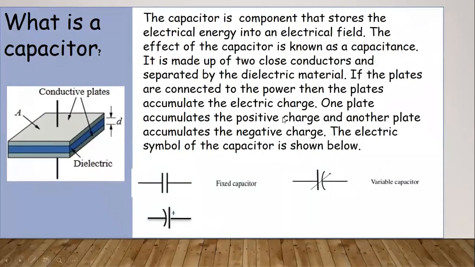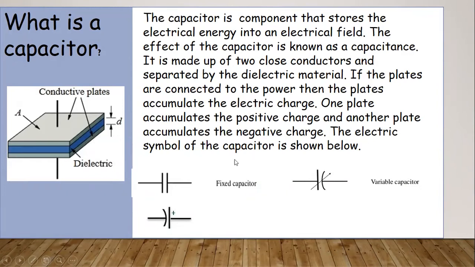It is made up of two conductors. You can see there are two conductors and these are the symbols. They also show that these are the two conductors separated by a dielectric material. Dielectric material is an insulator that is used in capacitors. If the plates are connected to power, then the plates accumulate electric charge. One plate accumulates the positive charge and another accumulates the negative charge.